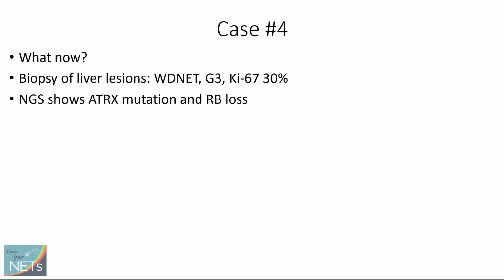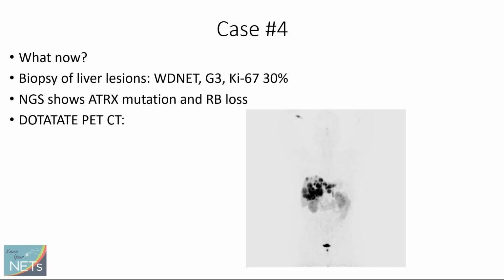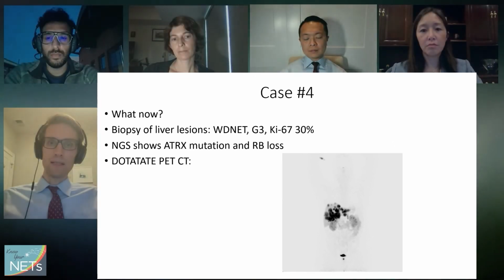While we had the biopsy specimen, we also did a next-generation sequencing panel on it, and it showed an ATRX mutation, which is very common, but also loss of RB, which is a gene that has been associated with other types of tumors and sometimes can be associated with pancreatic neuroendocrine tumors. The DOTATATE shows, again, mostly disease within the liver. It's still avid disease. Jen, what do you do in a patient like this?